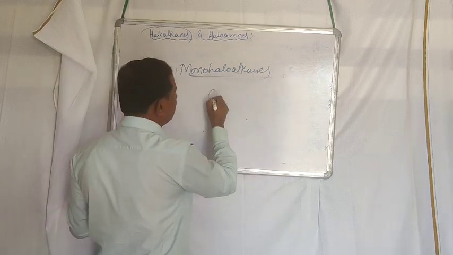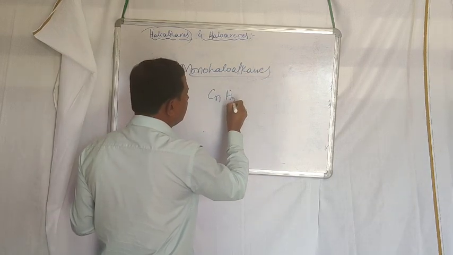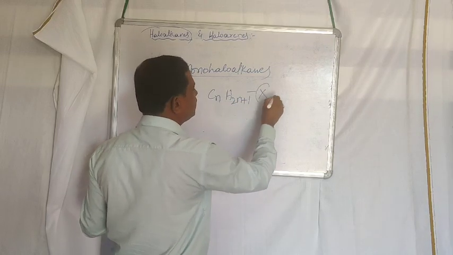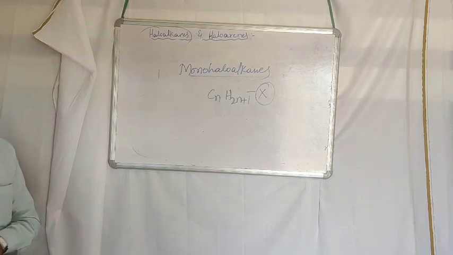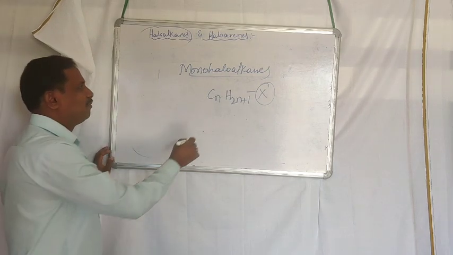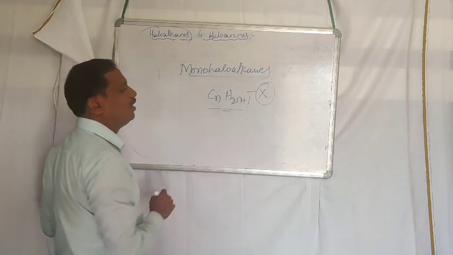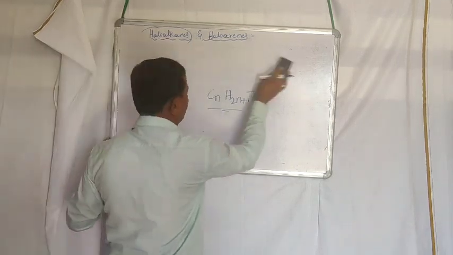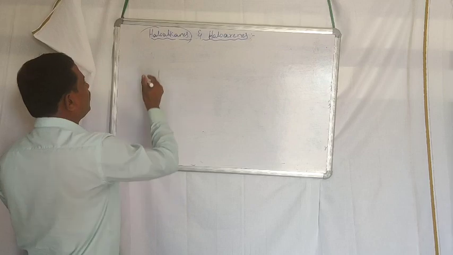The monohaloalkane general formula is CnH2n+1 X, where X is any halogen. This is the general formula for monohaloalkanes. Next, the nomenclature of haloalkanes.